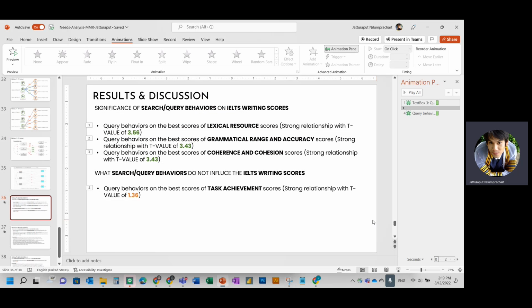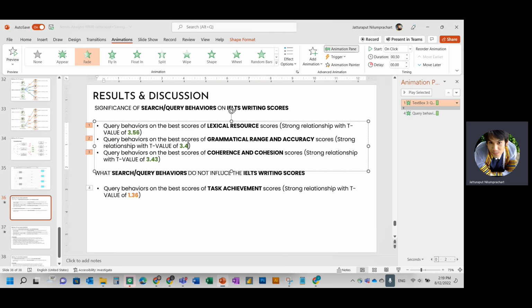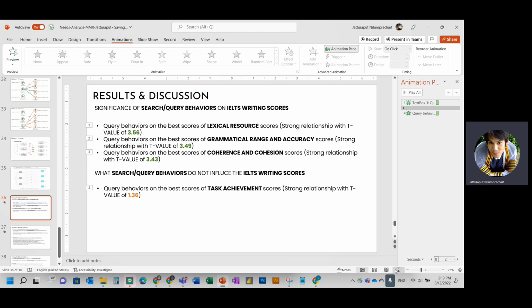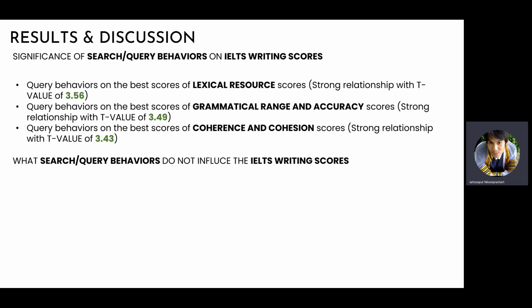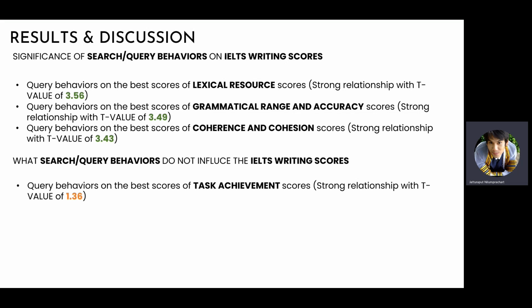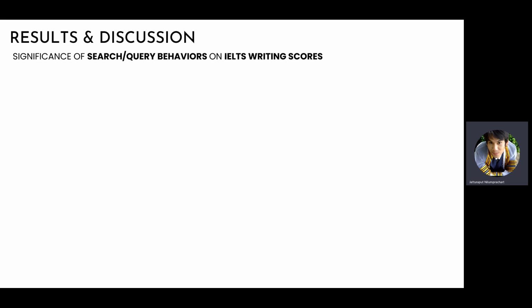Sorry, that needs to be 49. Okay. And the last one, which is not that significant, is the coherence and cohesion. Okay. And the query behavior on the best score of task achievement is not that strong, but it can be considered. But the low T value of 1.36 will not have sufficient significance for our design of the system.